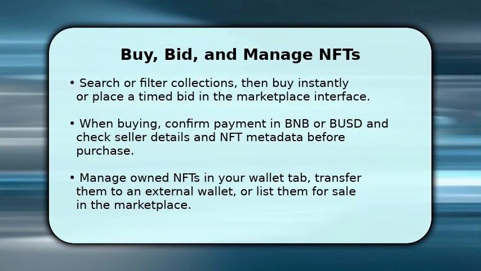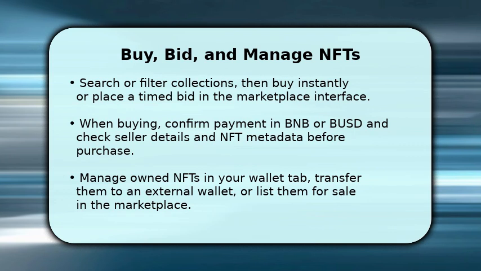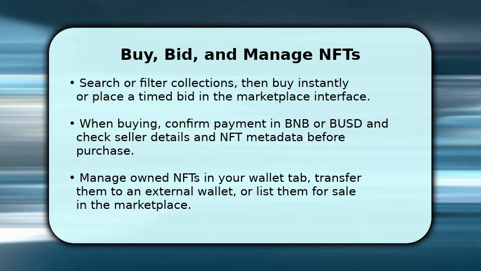To acquire an NFT, browse the Binance NFT marketplace by collection, rarity, or price and use filters to narrow choices. Then either purchase instantly at the listed price or place a timed bid if the seller accepts offers. During checkout, confirm the listed price and payment token, typically BNB or BUST, review the NFT metadata and seller history, then approve the transaction. After purchase, manage your NFTs in the Wallet tab.